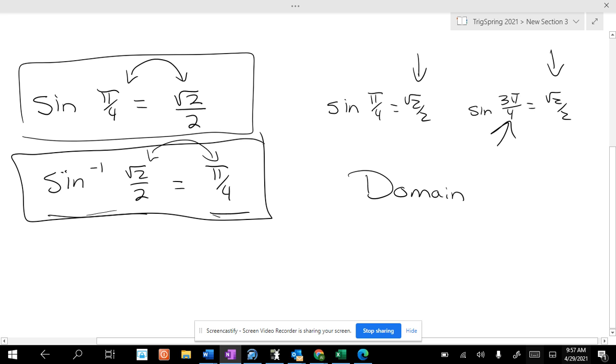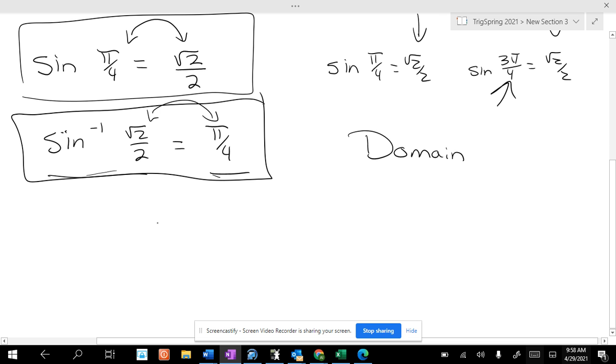Okay, so that brings us up to domain. What in the heck do we do to know which ones we're talking about? Well, for sine, we have to go in between places where we have just one answer. So for sine, the domain goes from negative pi over 2 to pi over 2.